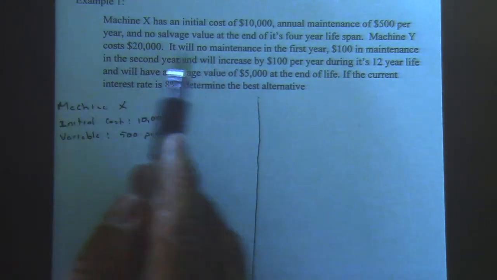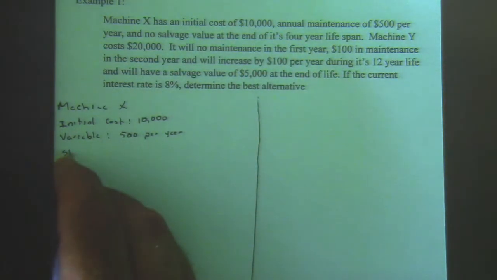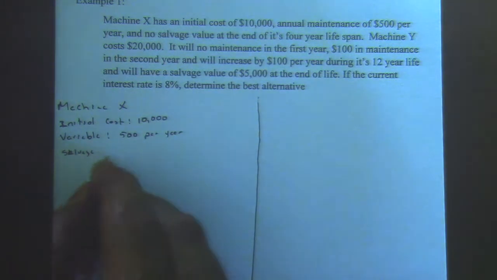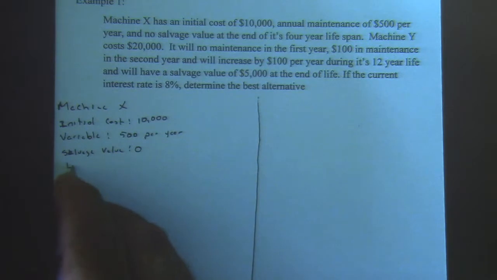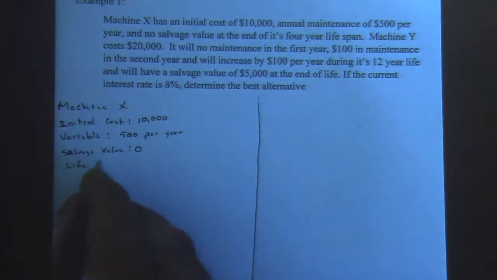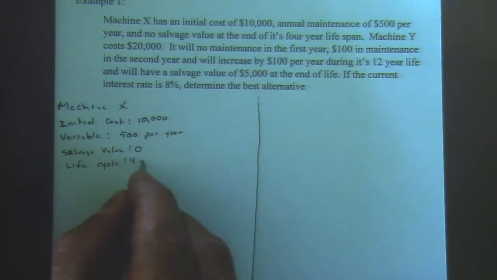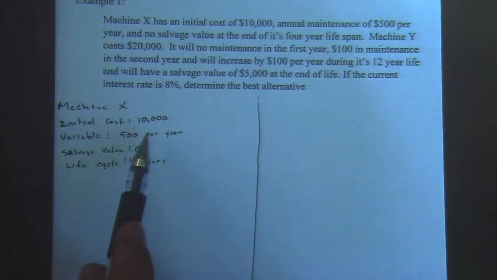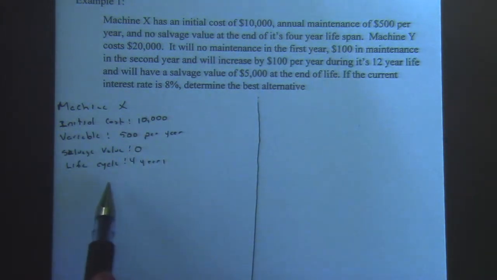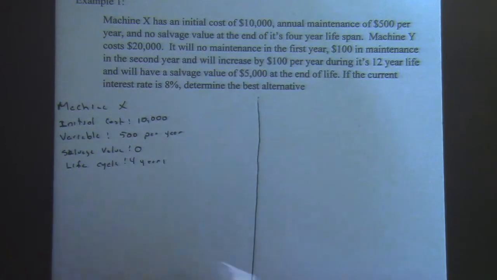At the end of its 4-year lifespan, it's not worth anything. So salvage value is 0, and lifespan, or life cycle, whichever you want to refer to it as, is 4 years. So what we could do right now is go through and find the present value of this investment over the 4-year term. However, before we do so, let's go ahead and read the rest of this problem.